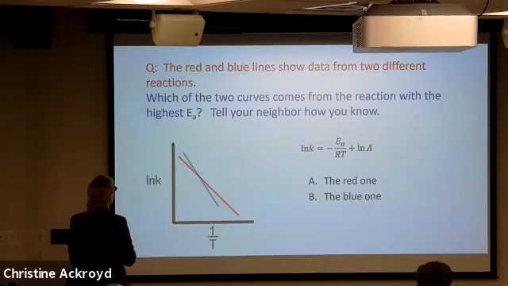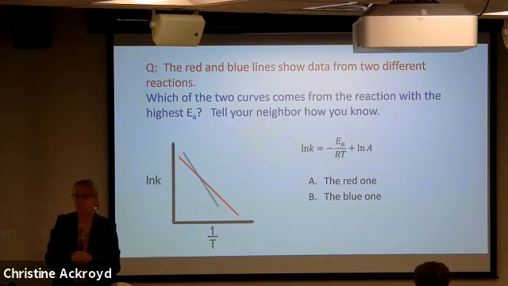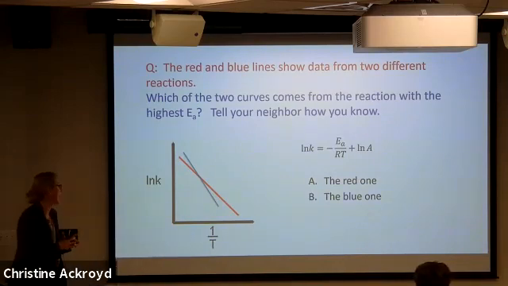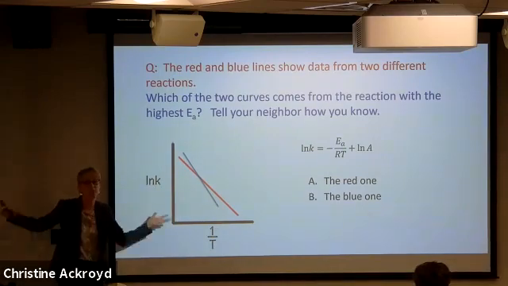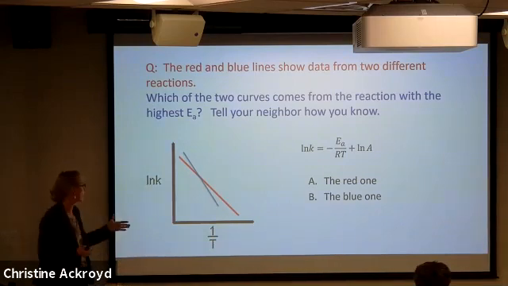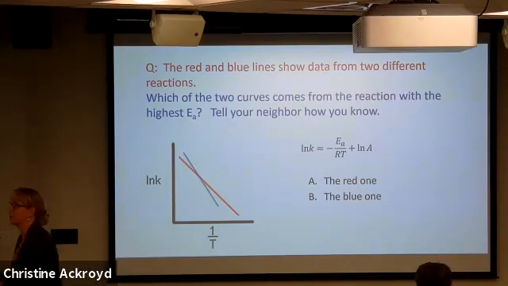Okay, here are the curves of best fit from data obtained from 2 different reactions. So we measured the rate constant as a function of temperature for 2 different reactions. And then we plotted natural log of K versus 1 over T for both of those reactions. One of those reactions has a higher energy of activation than the other. How do you know?